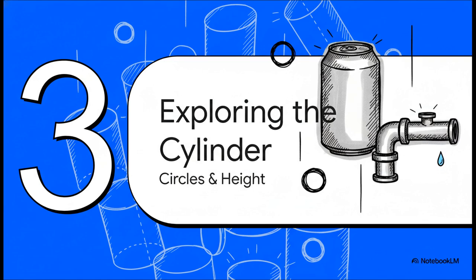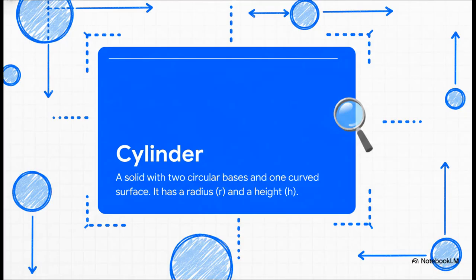And that brings us to our third and final shape for today, the cylinder. Just think of a can of soda, or a water pipe, or a roll of paper towels. So what defines a cylinder? It's a solid shape with 2 identical flat ends that are circles and 1 curved side. The key things to know are its radius, which is the radius of the circular base, and its height, which is the distance between those 2 bases.